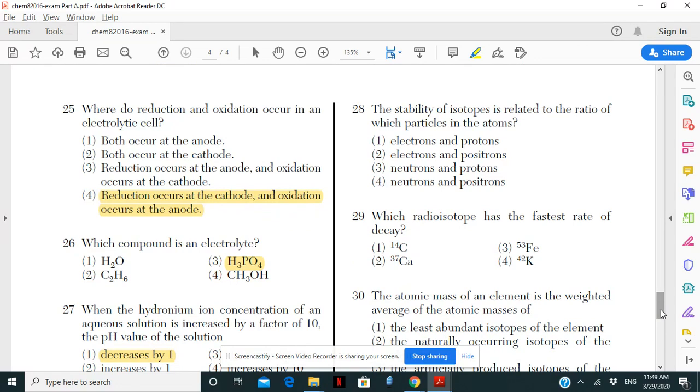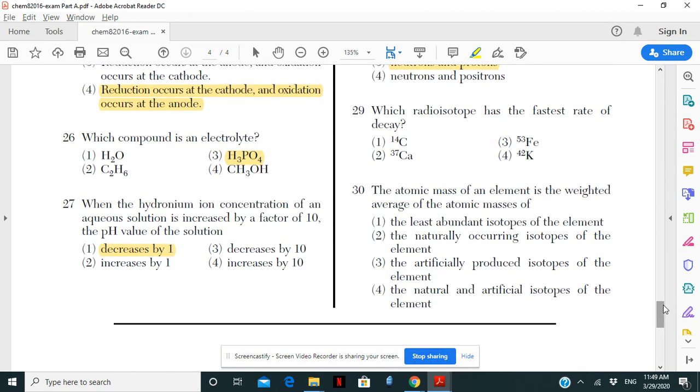That's question number 27. Question number 28. The stability of an isotope is related to the ratio of which particles in the atom? Isotopes, as we understand, have the same number of protons but different numbers of neutrons. So we're talking about neutrons and protons only. So the answer must be protons and neutrons, number 3.